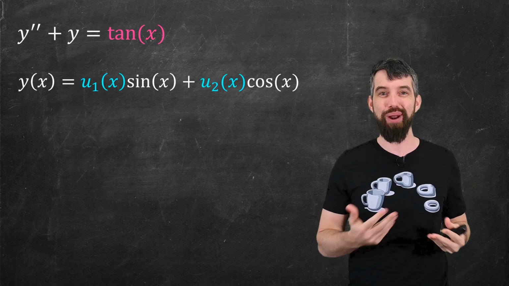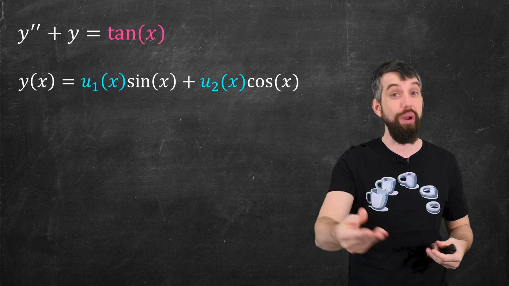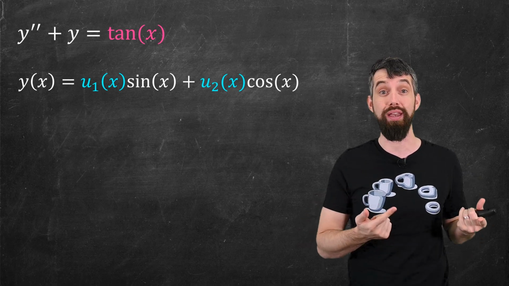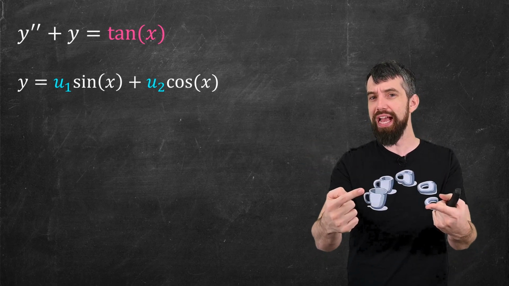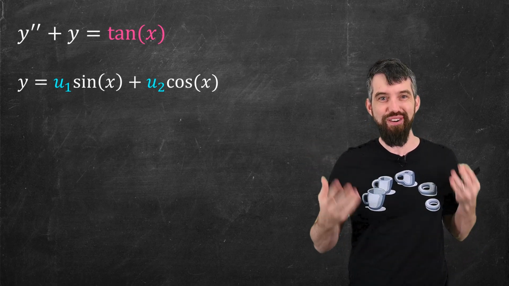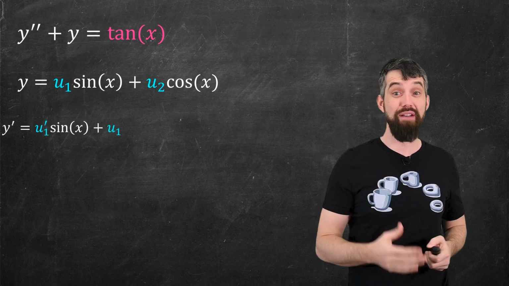What do I mean play with it? Well, what I really mean is let's take that guess and substitute it into the differential equation and see if we can find a u1 and a u2. First thing I do is just a bit of simplification. I'm going to remove the x's. So u1 and u2 are functions of x, but I'm just going to write it in shorthand just to make my life easier. But now that I have that, I can take my derivative.